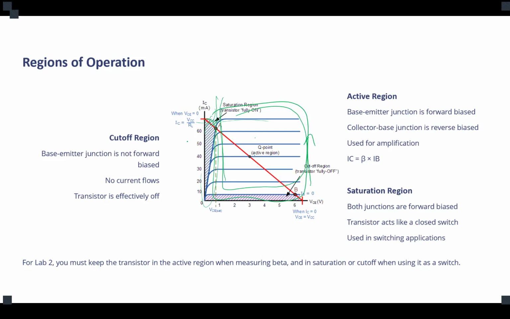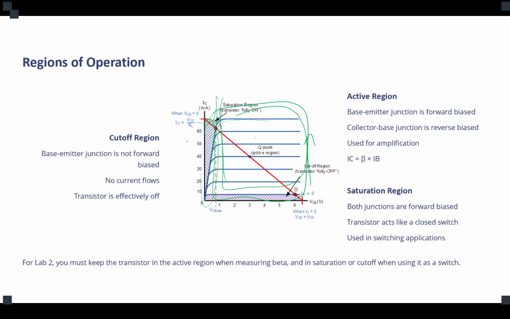Amplification. If we want to have amplification, which is basically the amplification between the current injected into the base and the current we have in the collector, if we have such an application for the BJT, to amplify the base current into the collector current, why do we need to stay in the active region?